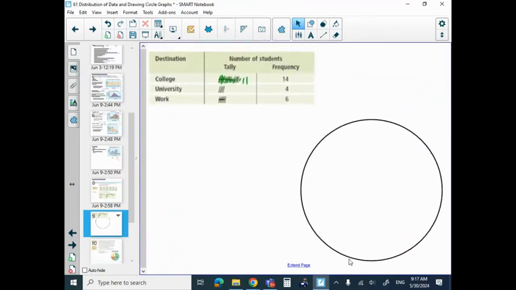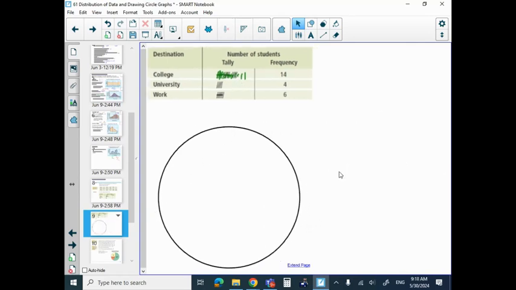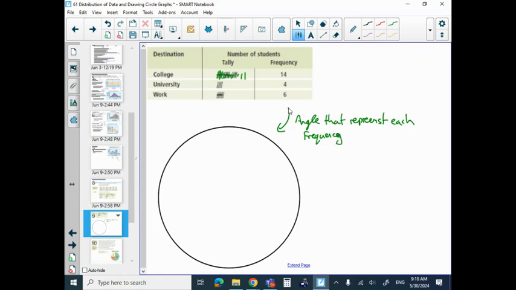So let's go here. So the 14, right? Basically, for each one, we need to figure out the angle that corresponds. So the angle that represents each number, each frequency, as a portion of the whole, right? So the angle that represents each frequency's portion of the whole.